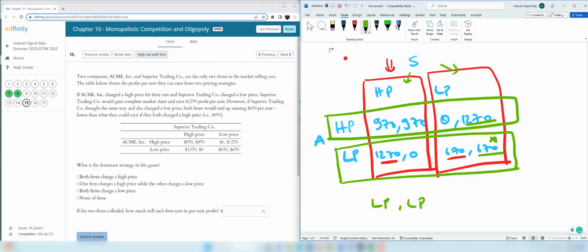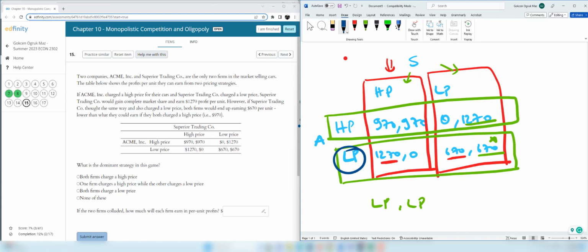So therefore, in this game, we know that the Nash equilibrium is low price, but we need to find out what the dominant strategy is in this game. In this game, the dominant strategy is always to play low price. Let's see why that is the case. Acme chooses low price if Superior chooses high price. Acme chooses low price again if Superior chooses low price. So whatever strategy Superior chooses, Acme always plays low price. So low price is dominant for Acme.